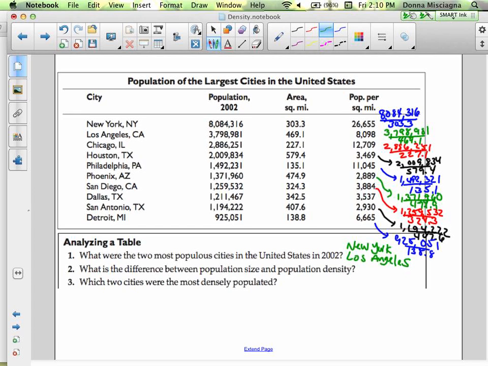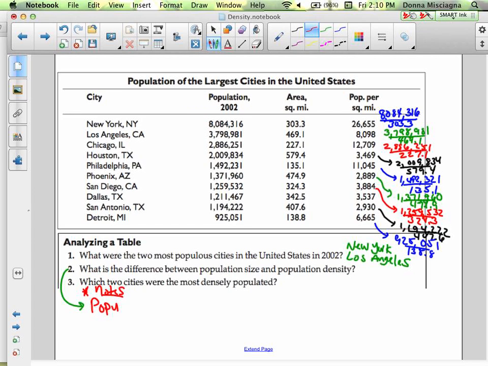And I don't think this is in your notes. I think you need to follow along. What's the difference between population size and population density? All right, so this is important to note. You might want to put this in your notes, because I might ask you this on a test. What's the difference between these two things? So put this in your notes.